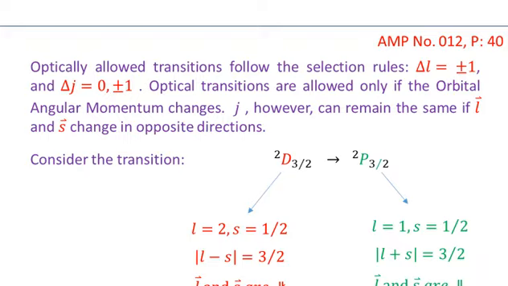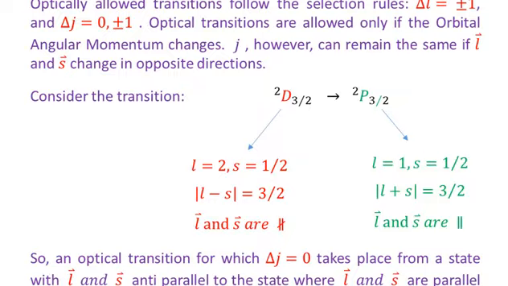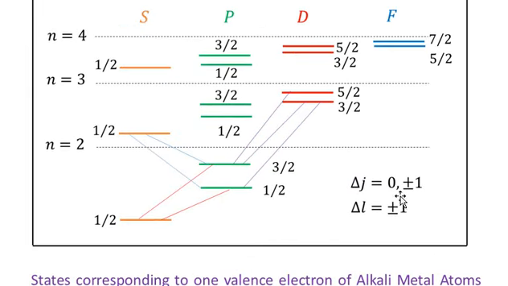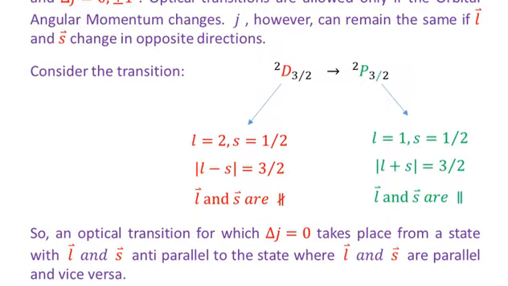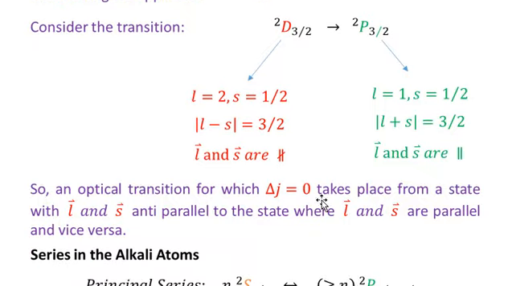Let me explain this one by considering the transition from 2D3/2 to 2P3/2. So you see that I am considering only one transition, from this 2D3/2 to 2P3/2, this line. So let's consider the transition from 2D3/2 to 2P3/2.